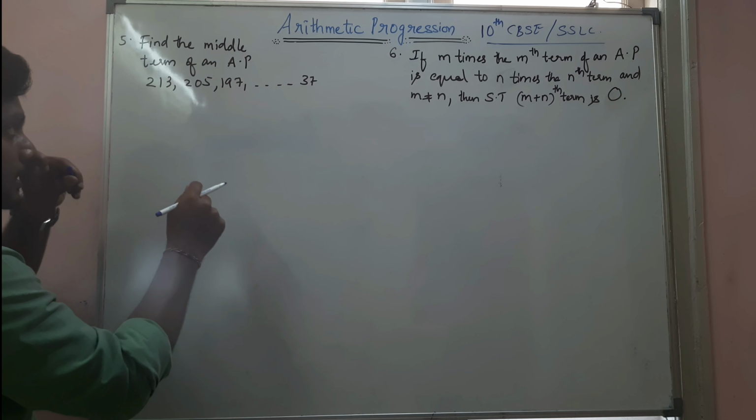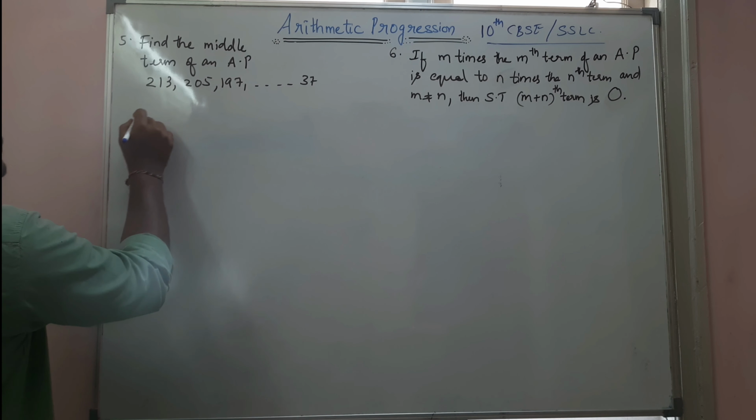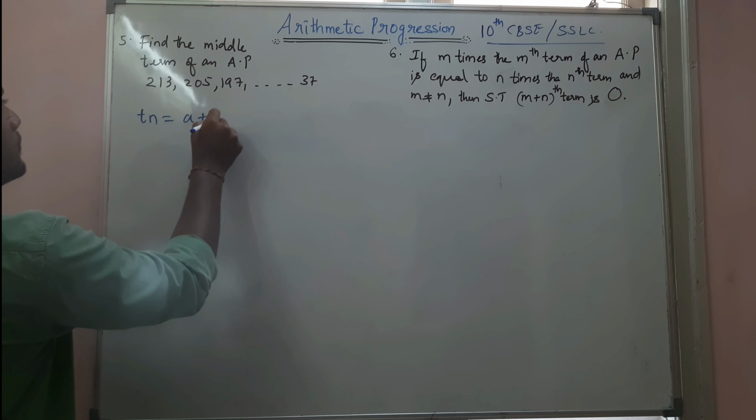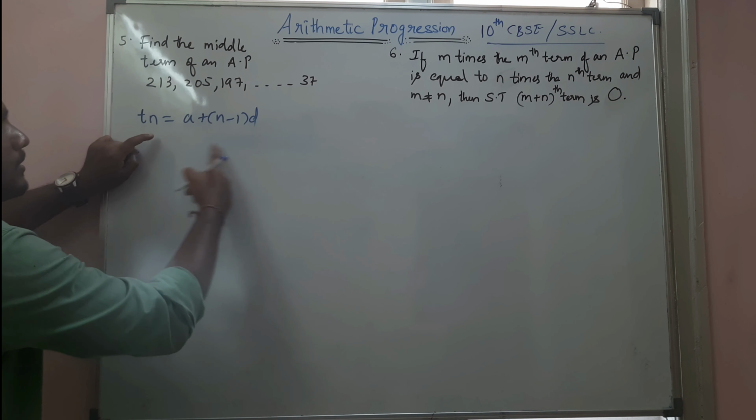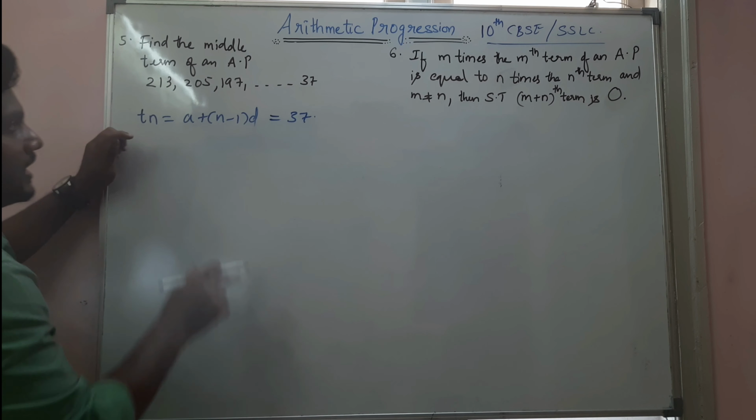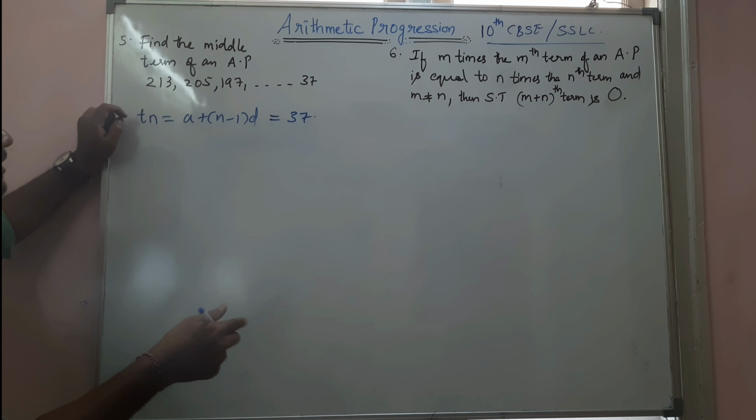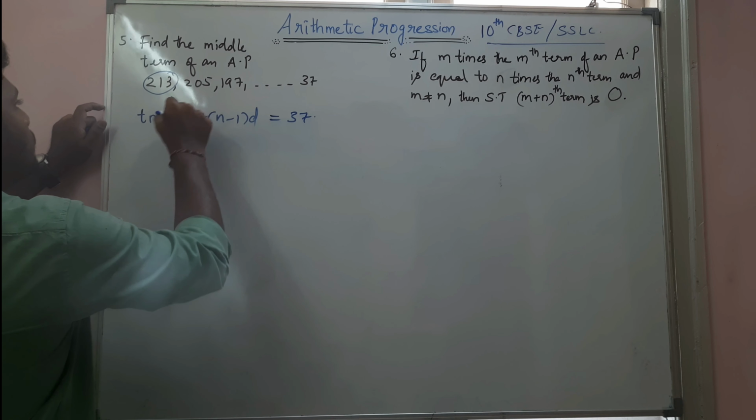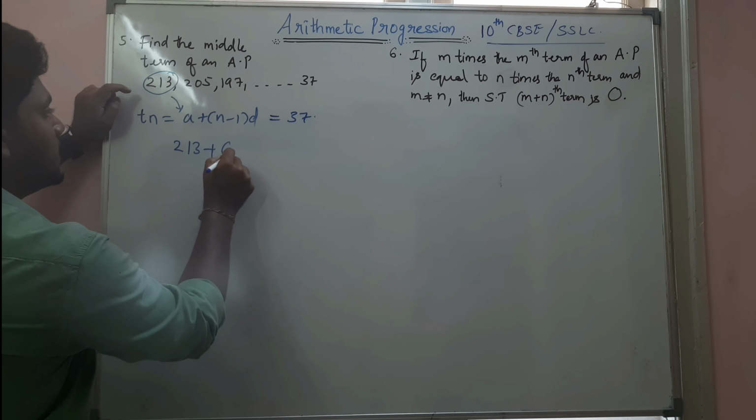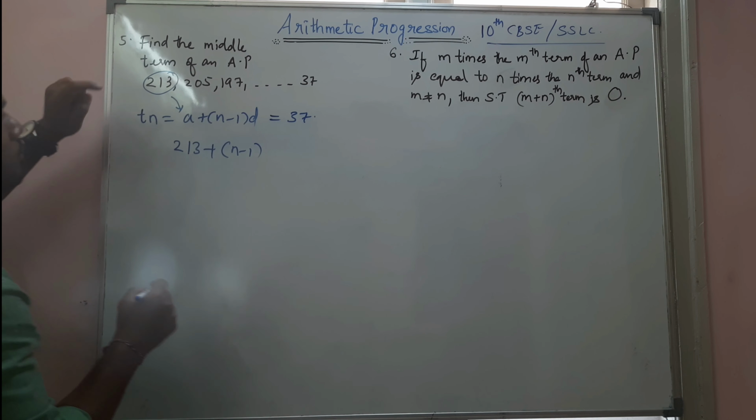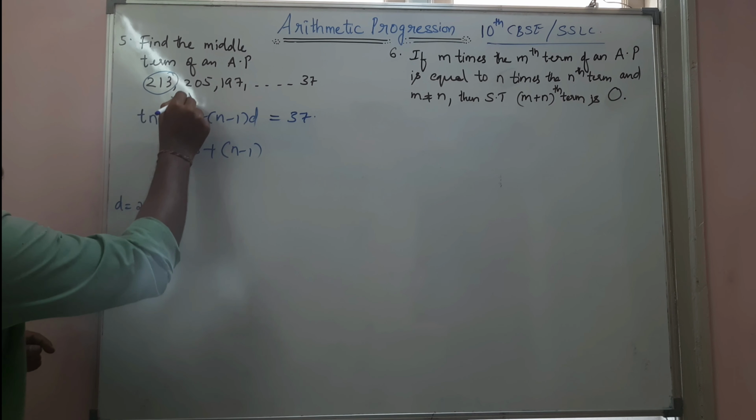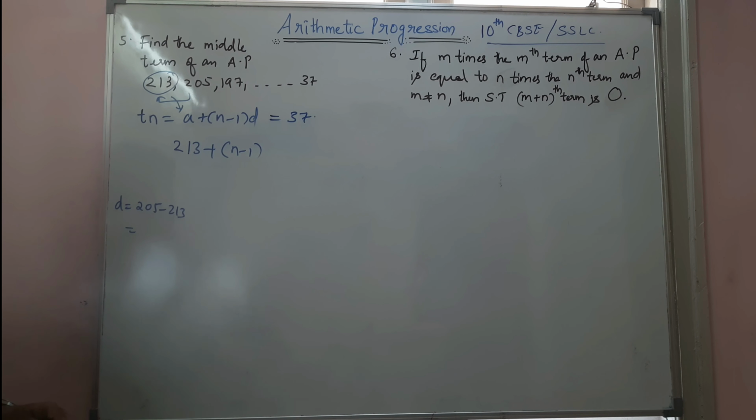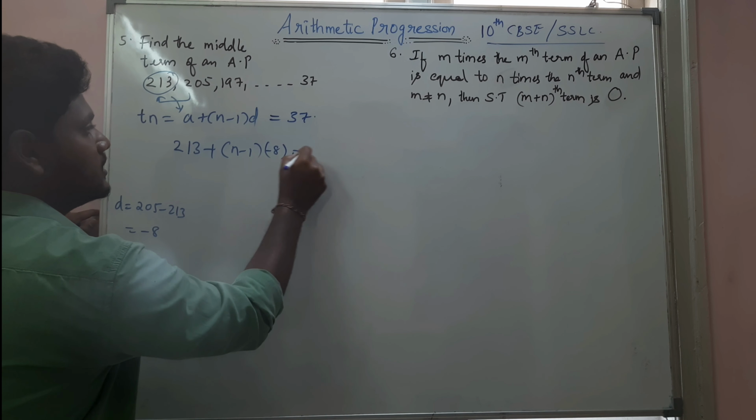As we know, the nth term tn formula is a plus n minus 1 into d. We do not know the n value, but we know the last term, 37, which is tn. Based on this we can find the n value. The a value is the first term, 213, plus n minus 1 into d. The common difference d is 205 minus 213, which is minus 8.